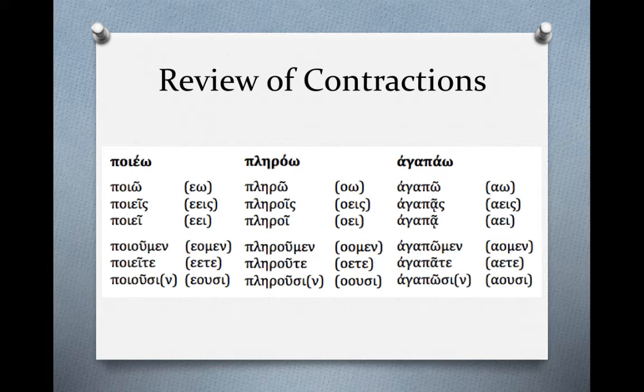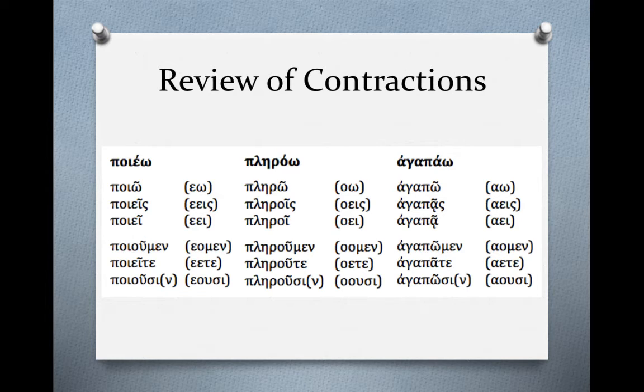Plerao, if we look at the first form, the omicron is kind of swallowed up by that omega. We've got plero, I fill. Plerois, we have the simplification of these vowels. The epsilon drops out. And the same thing happens for the third singular. In the first plural, plerumen, the two omicrons simplify to become plerumen. Instead of pleramen, it's plerumen. And in the second plural, plerute, an omicron and epsilon formed an omicron-upsilon, again marked with a circumflex. The third plural, plerusin, we have a simplification. One of the omicrons is going to drop out.